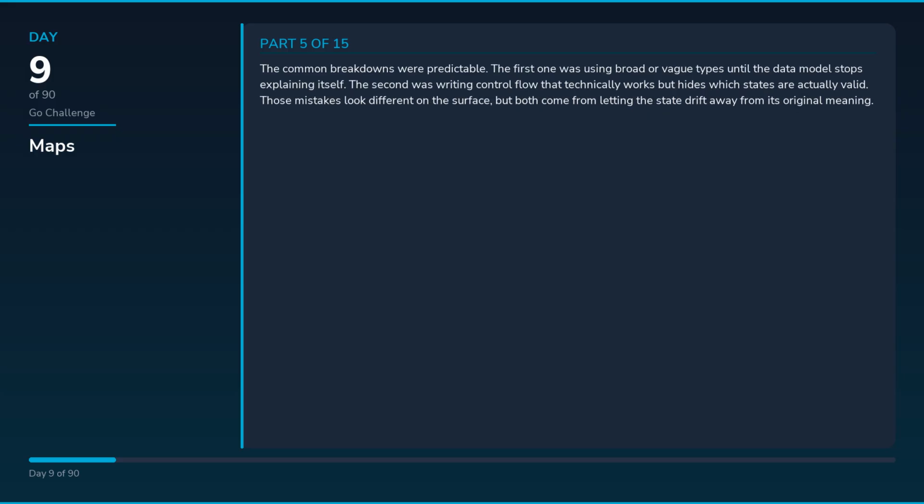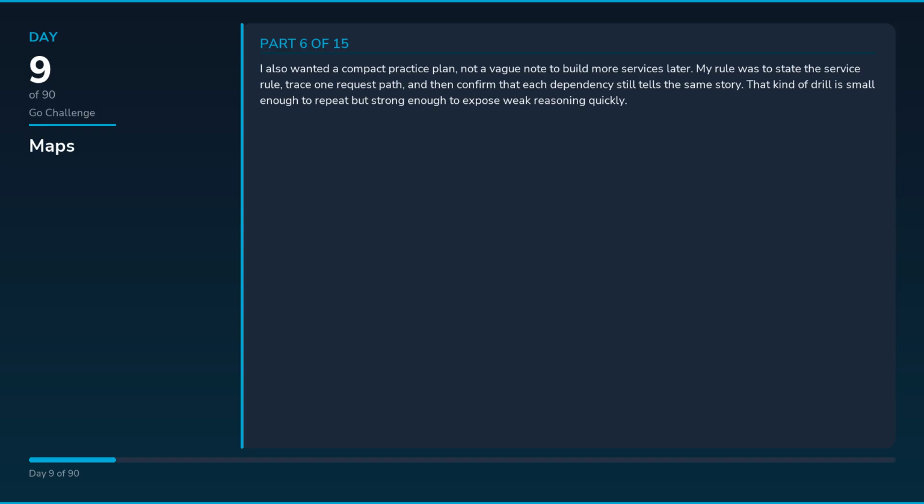The common breakdowns were predictable. The first one was using broad or vague types until the data model stops explaining itself. The second was writing control flow that technically works but hides which states are actually valid. Those mistakes look different on the surface, but both come from letting the state drift away from its original meaning.